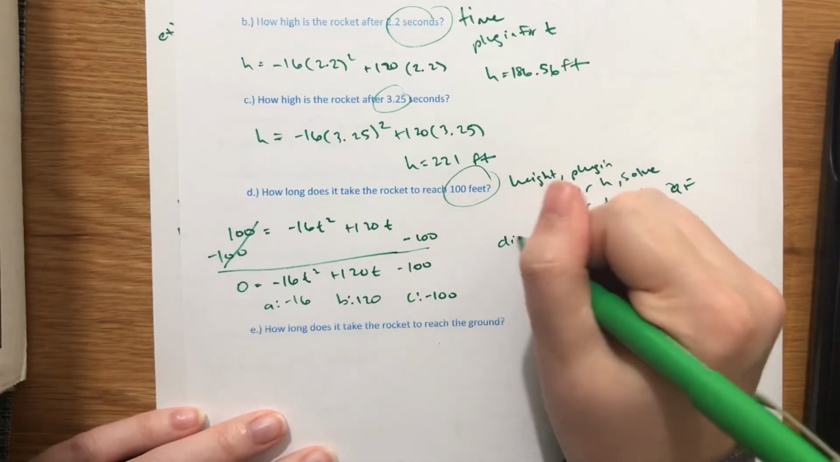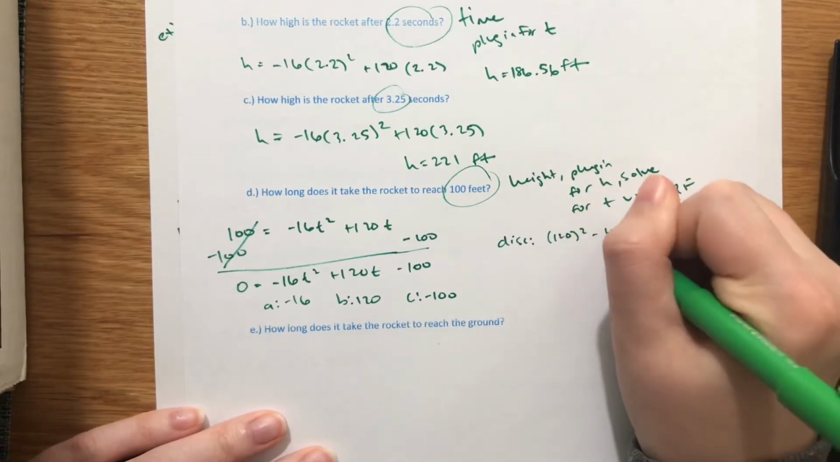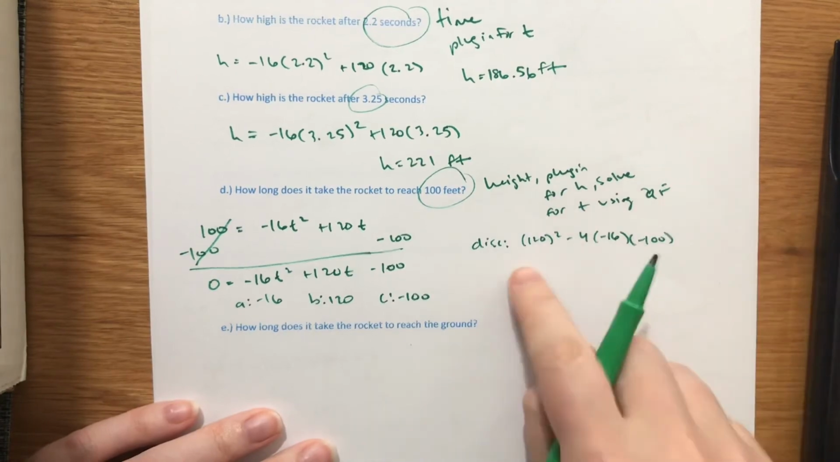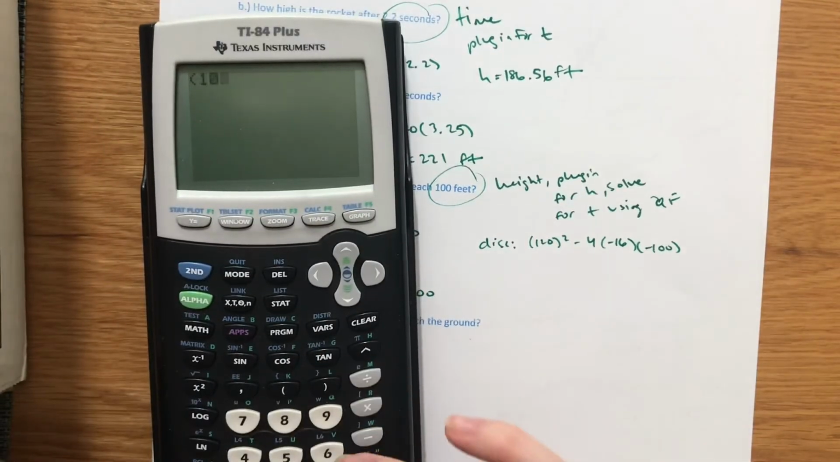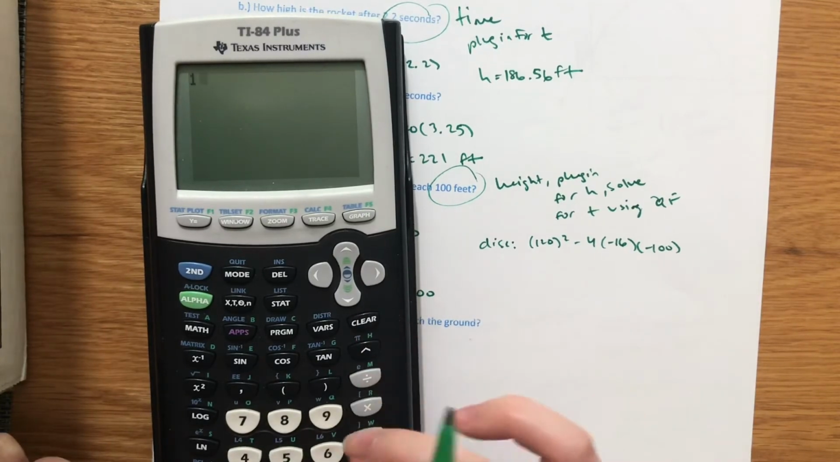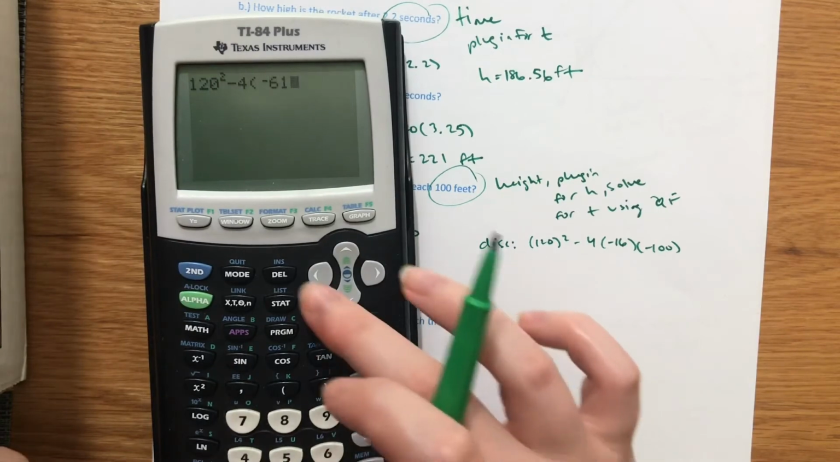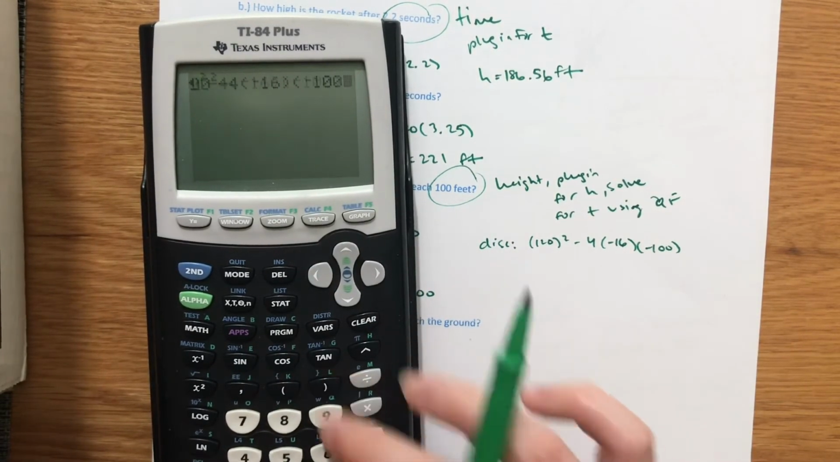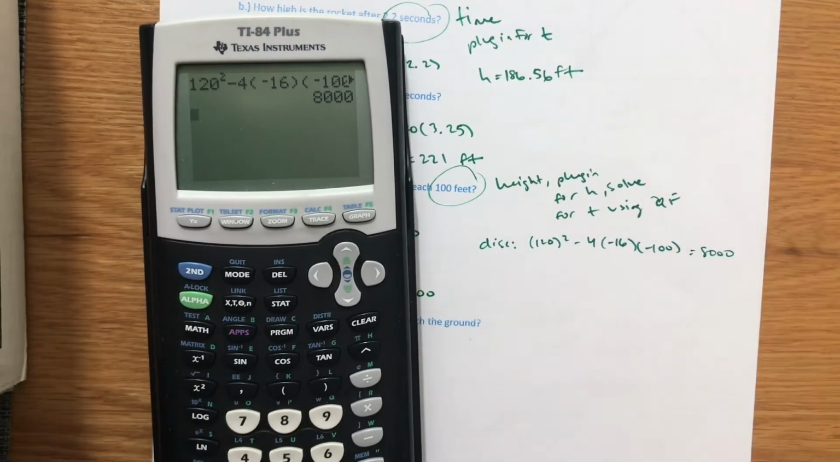So first up, find the discriminant. So 120 squared minus 4 times negative 16 times negative 100. B squared minus 4ac. So it'll probably be a big number. 120 squared minus 4 times negative 16 times negative 100. Exactly 8,000. So the discriminant's 8,000.